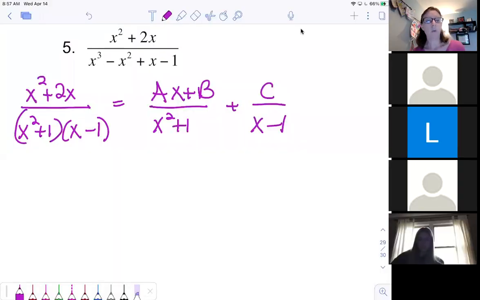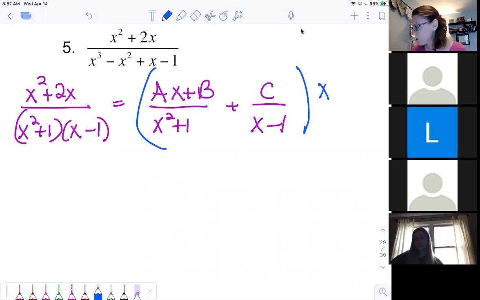And you have a quadratic and a linear factor. So this was one of the examples we did in class yesterday. The quadratic factor has an ax plus b, and then the linear factor just gets the c on top. The first step after you have it factored, you have your setup step here, we need to multiply by that least common denominator, which of course is just whatever the left denominator says.